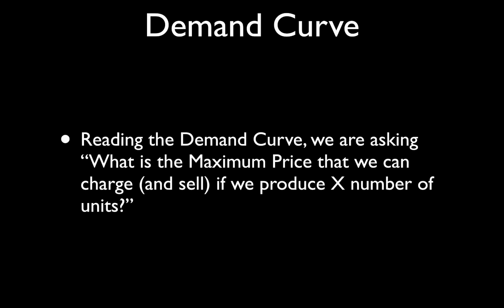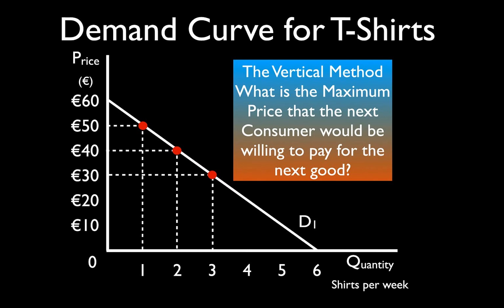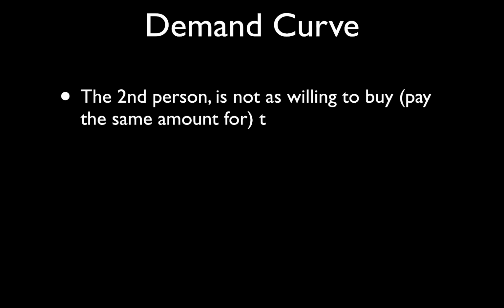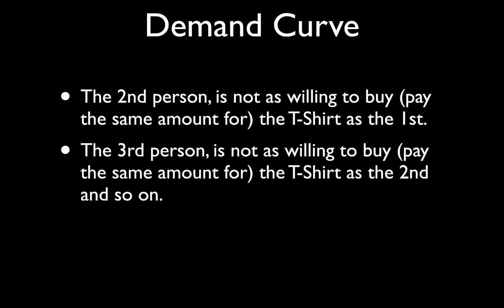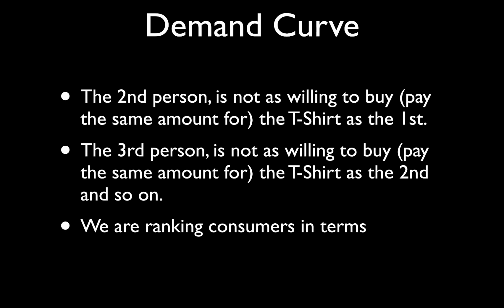Reading the demand curve, we were asked, so what is the maximum price that we can charge or sell if we produce X number of units of a good? So this is all we're saying. Looking at this, what's the maximum price? What's the willingness to pay? Now, the second person isn't willing to pay as much as the first for the t-shirt, and the third person isn't willing to pay as much as the second person, and so on. So as I've said, we are ranking consumers in terms of their willingness to pay.